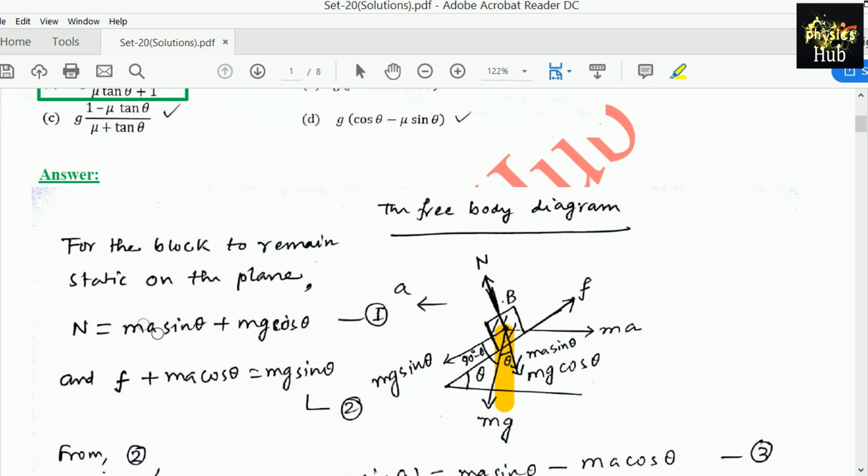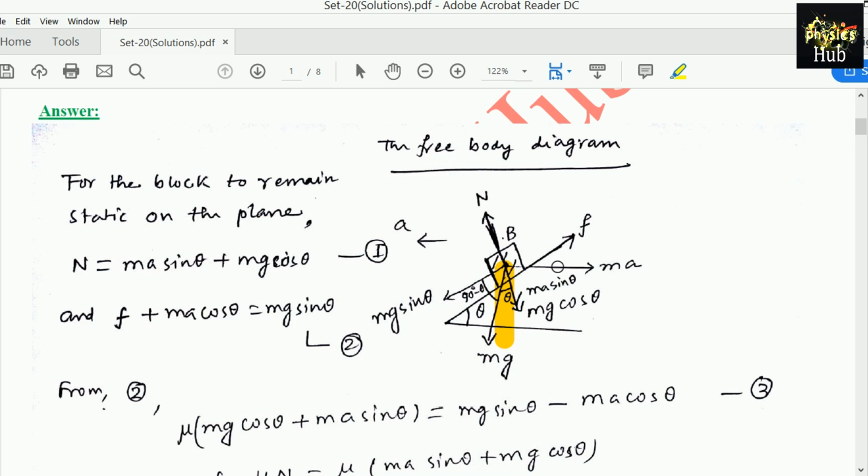Now for the block to remain static on the plane, the various components of forces will be equal. So N, this upward force, should be equal to the downward force. Now what is the total downward force? The contribution toward the downward force comes from this mg cos theta and ma sin theta, because if this angle is theta, then its angle is 90 degrees minus theta, so ma sin theta. So N equals ma sin theta plus mg cos theta, and for this, the frictional force plus this component, ma cos theta, will be equal to mg sin theta.